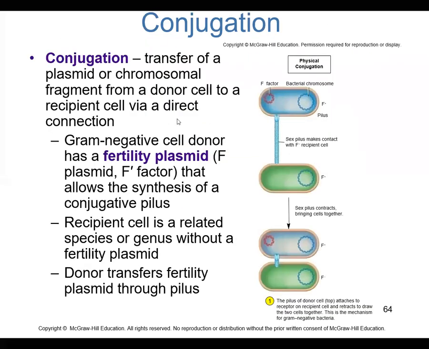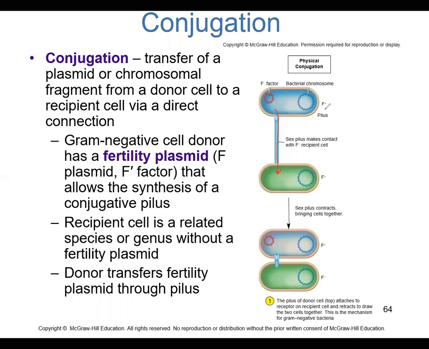The first one is conjugation. Conjugation, in simple terms, is where one prokaryote has the ability to send a gene or a fragment of DNA, most likely a plasmid, across to another prokaryote, to another organism. It could be the same species, could be a similar genus, could be completely different. Most likely they're pretty similar to each other.